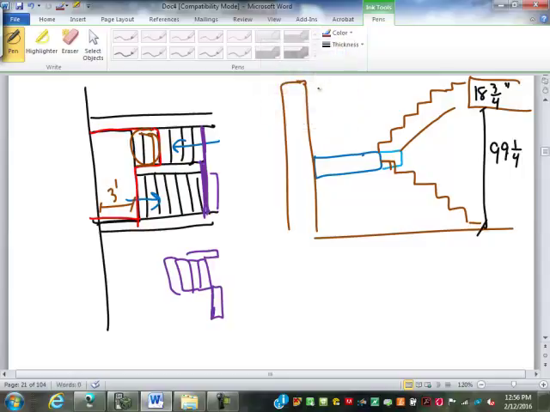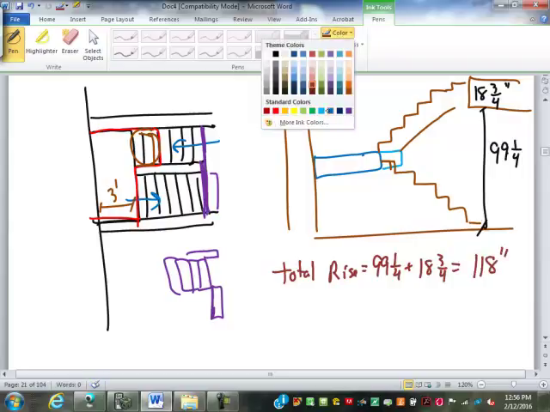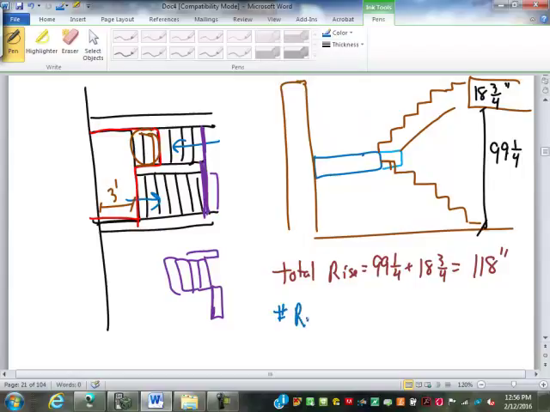Well, we're going to dive in and figure this out just like we would for any other staircase. What is our total rise? Nine and a quarter plus 18 3/4, which is going to give us 118 inches. So we're going to find our number of rises. 118 divided by 7, which is going to give us 16.857 approximately. Yes?